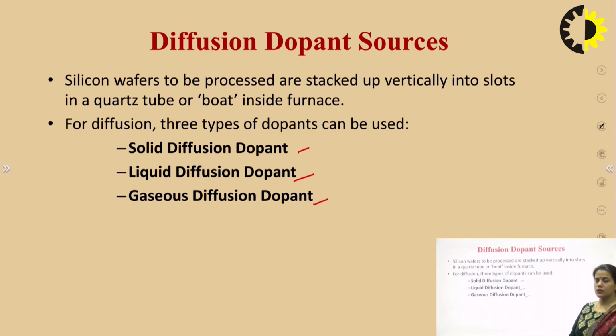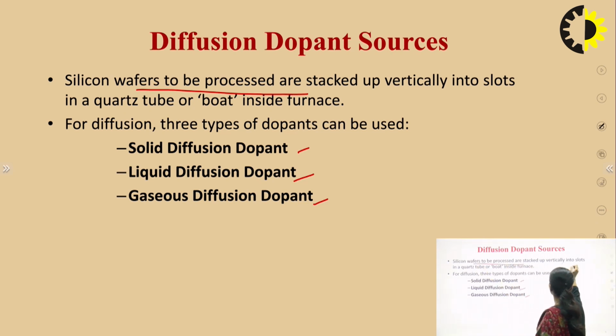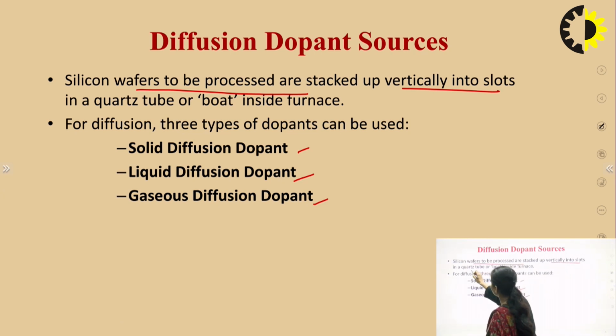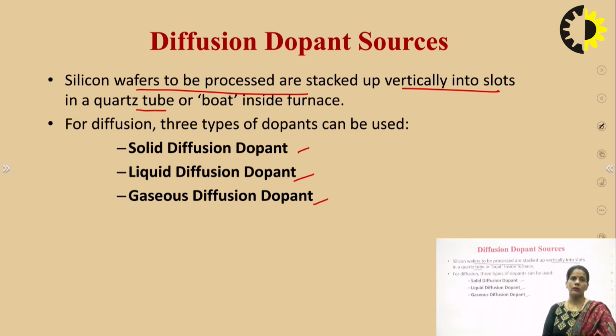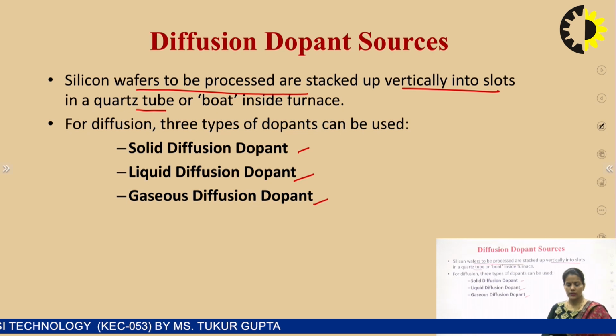All the diffusion dopants are diffused inside the silicon wafer, which is processed, which is capped into slots, which is stacked up vertically in the slots in the quartz tube or the boat inside the furnace. So we will see in the next slides that in every type of arrangement, whether it is solid, liquid or gaseous dopant, the arrangement in all the cases looks similar. There is always a boat in which the silicon wafers are put into the slots in the furnace. Let's see one by one.